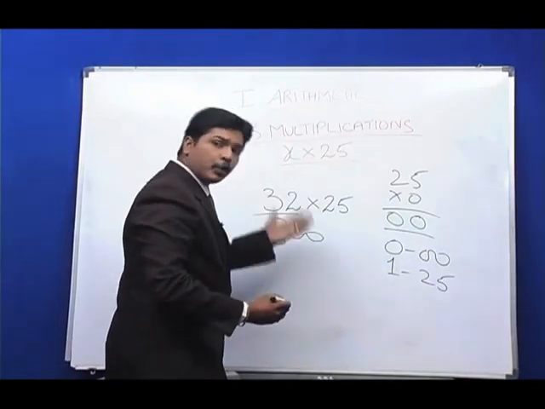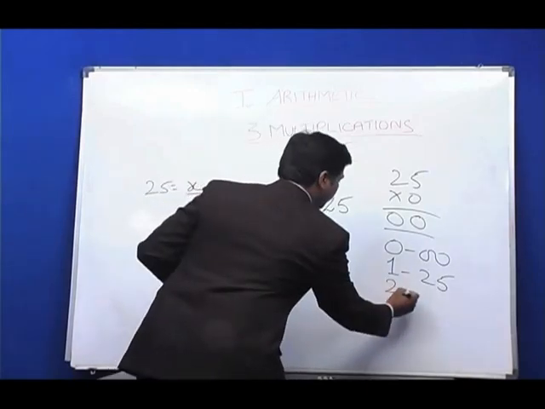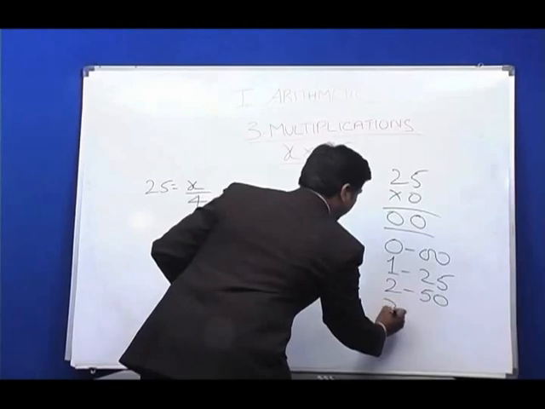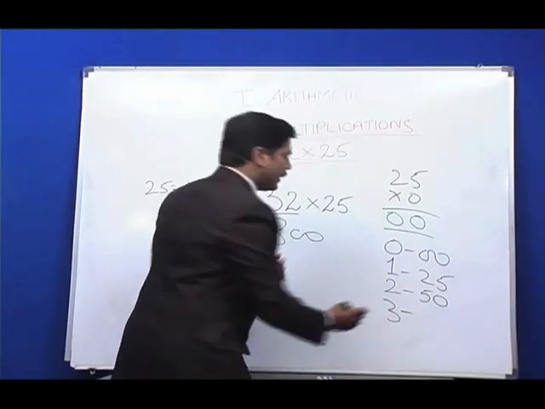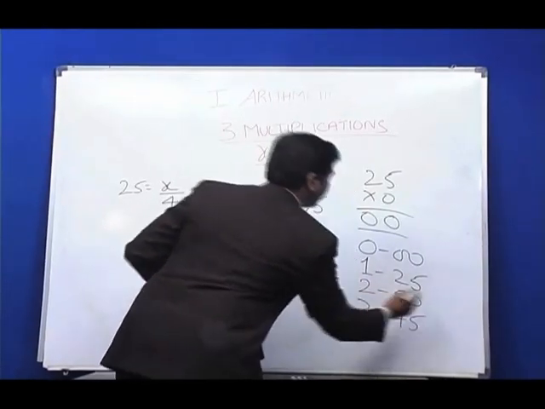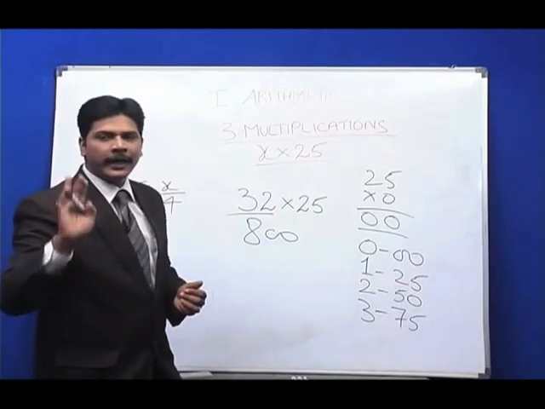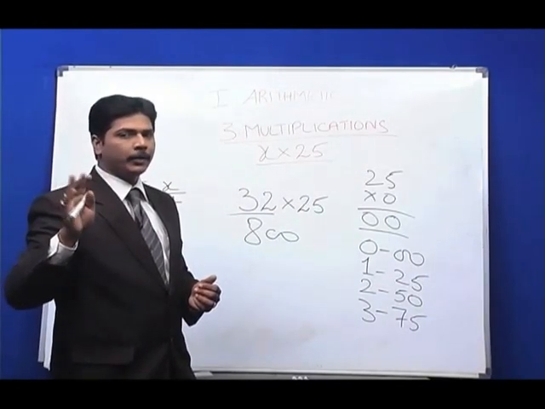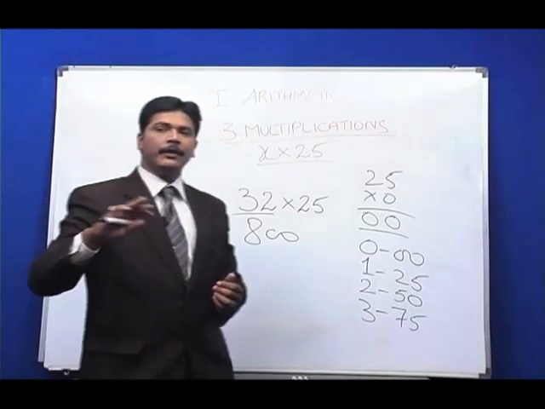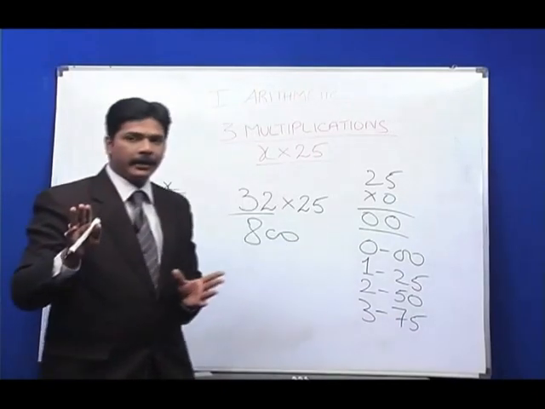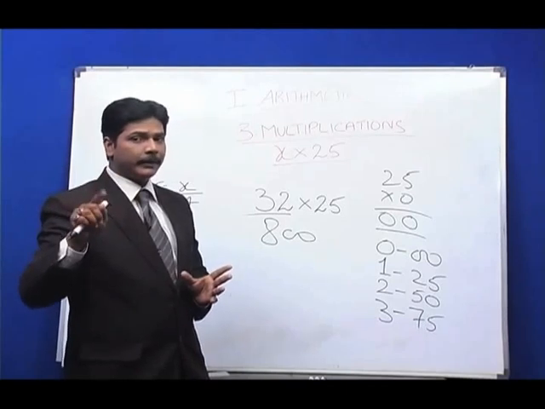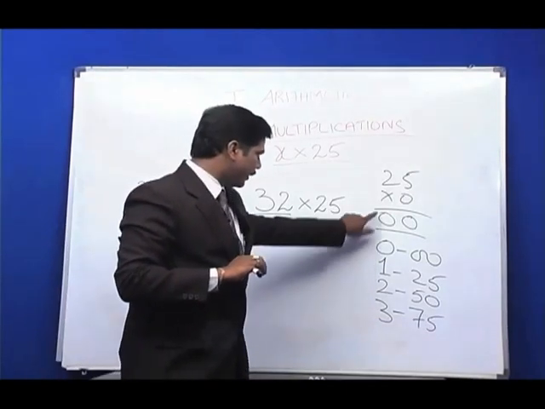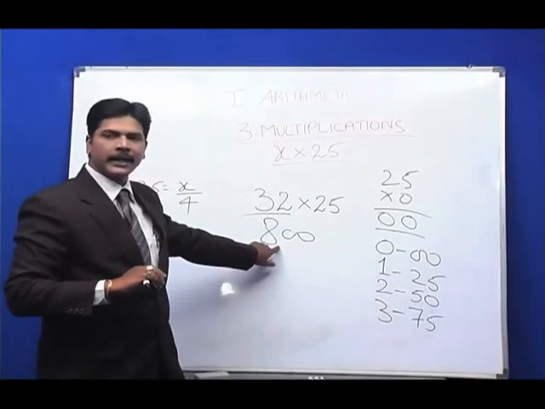You may also get remainder 2. If you get remainder 2, the answer ends in 50, because 2 into 25 is 50. You may also get remainder 3. If you get remainder 3, the answer ends in 75, and you will never get remainder 4. When you are dividing any number by 4, we get remainder 0, 1, 2, 3, but not 4. Similarly, if you are dividing any number by 8, we get remainder 0 to 7, but not 8, and so forth. So since the remainder was 0 here, we put 2 zeros after it, and that's the answer.